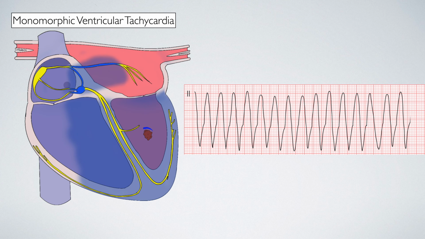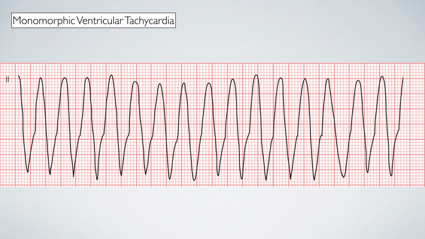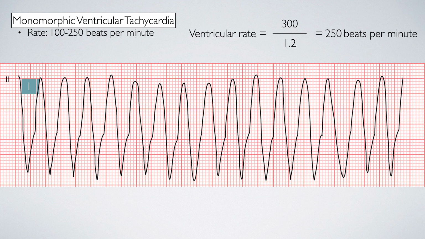So let's take a closer look at the ECG trace and the diagnostic criteria. Monomorphic ventricular tachycardia has a ventricular rate between 100 and 250 beats per minute. Using our quick calculation method, the number of large squares is 1.2. Note that the value of a small square equates to 0.2. So when we put this into our equation, the rate here is 250 beats per minute.